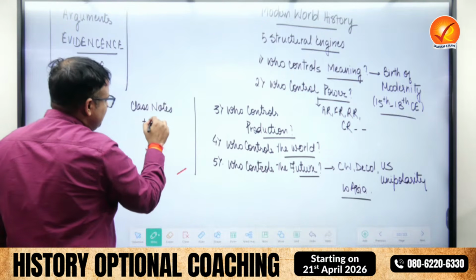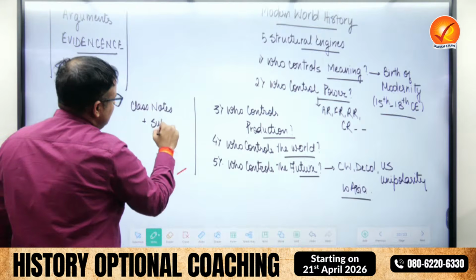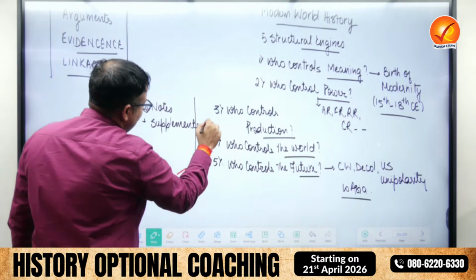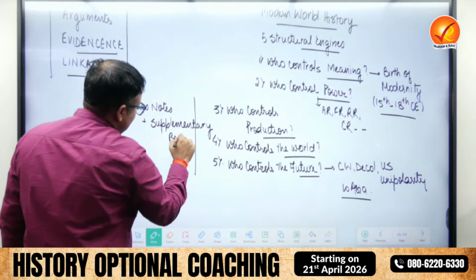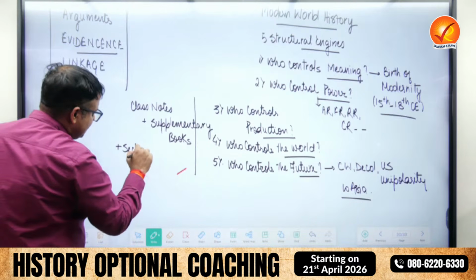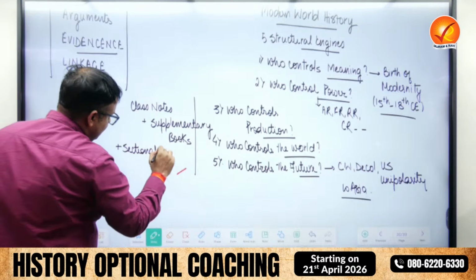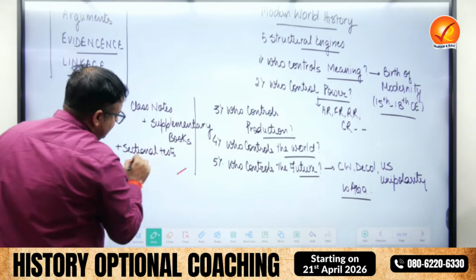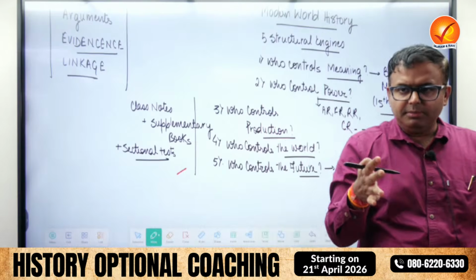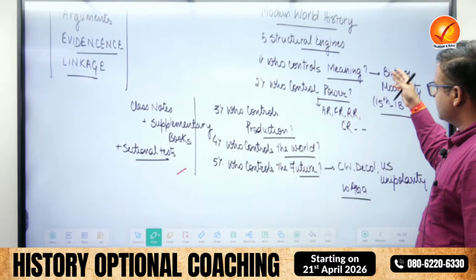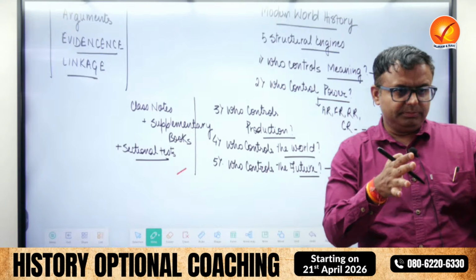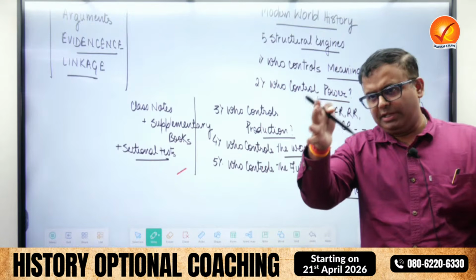Apart from that, we will be giving you some supplementary books for additional reading. You don't have to read anything else than that. And then we have sectional tests. I'll be taking sectional tests. Once we are done with, say, the first part, birth of modernity, we have a test. Then American Revolution, French Revolution, American Civil War, we have a test.